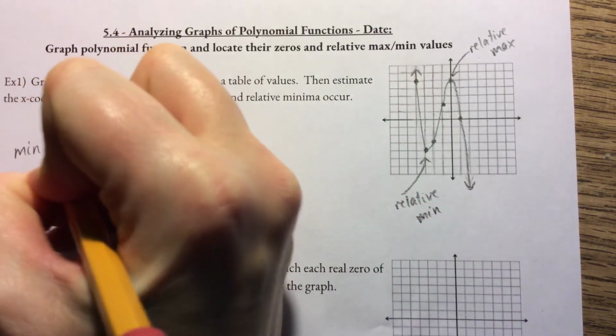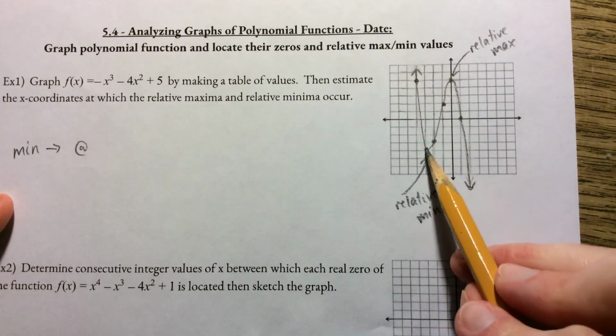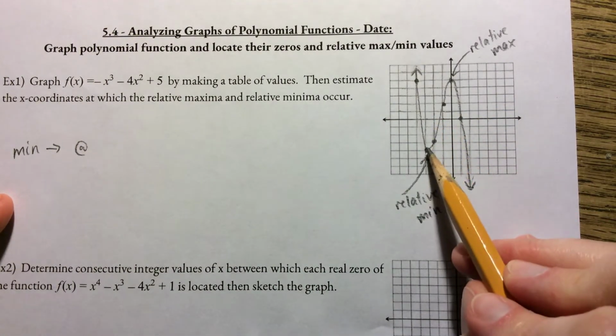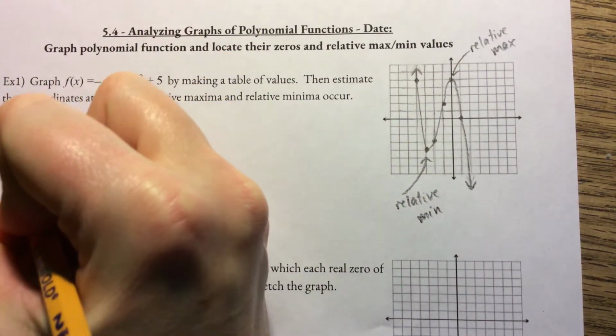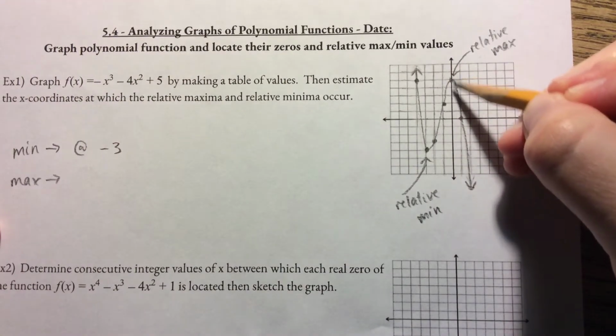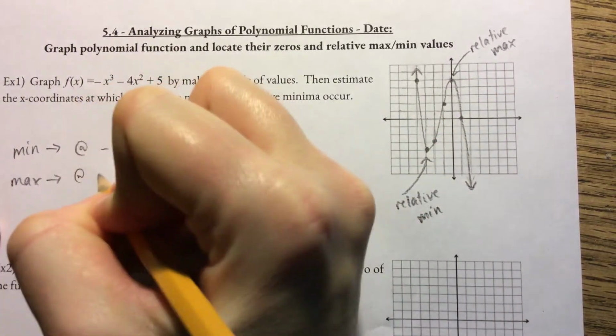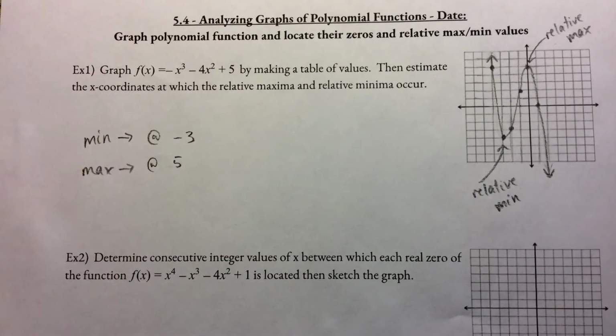So I have a minimum that is at about, where was that one? That one was at about negative 3. And I have a relative maximum over here, this was 0, 5, so the x-coordinate of that would be at 0. So being able to look at a graph and pick out maximums, minimums, whatnot.